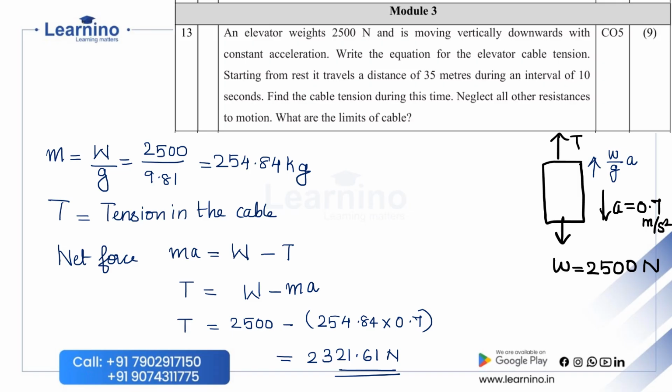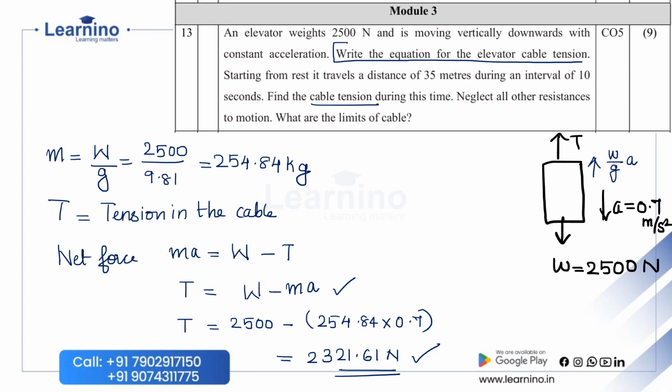Next, in this question they have written, write the equation for elevator cable tension. So this equation is enough, W minus ma, that is enough. That we have written. Next, they asked us to find the cable tension during this time. We calculated the cable tension. Next, they have given one more question.